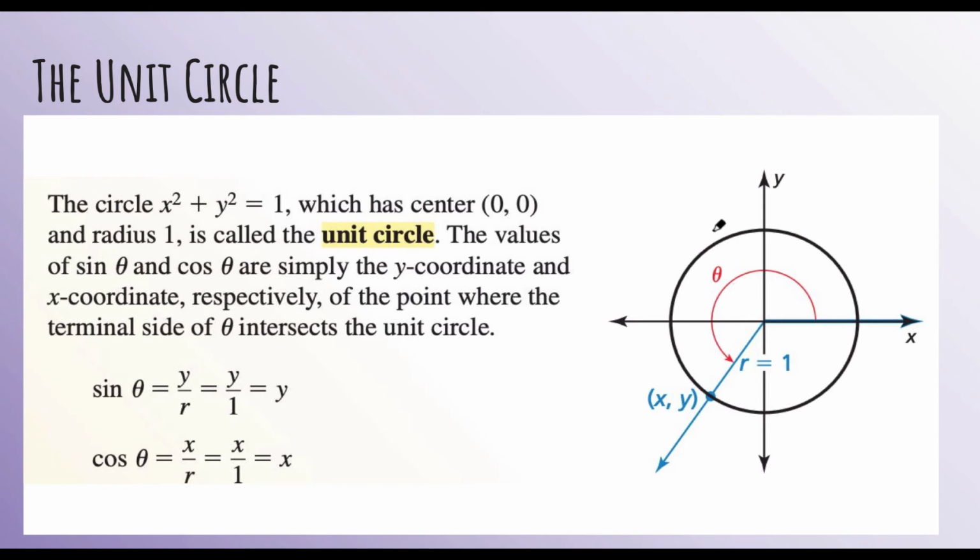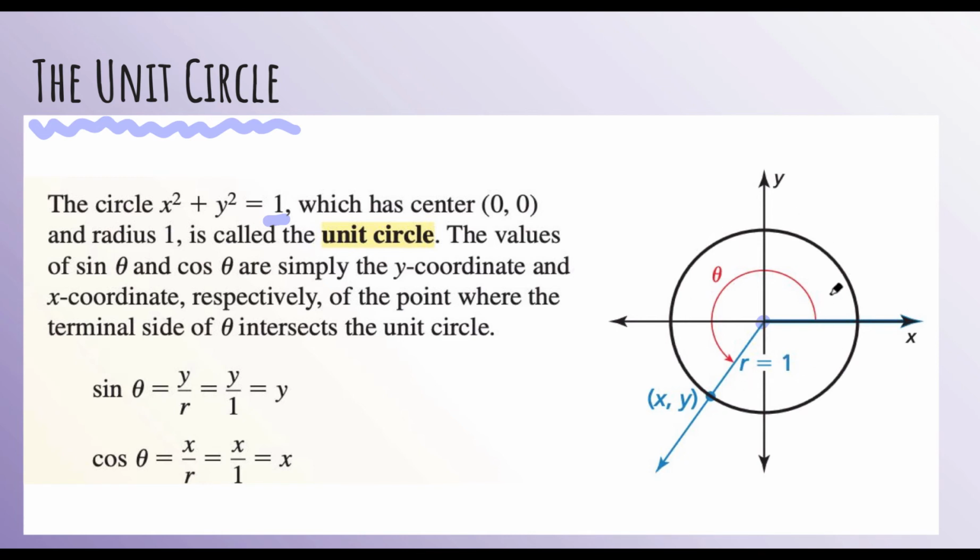Okay, in our previous example, we looked at a circle where the first step was we had to find the radius. We had a point on the circle, and then we had to find the radius, and then we were able to evaluate the 6 trig functions. Right now we're looking at this idea of the unit circle, and the unit circle is a special circle because it has a radius of 1. It's centered at 0, 0, and all the way around the circle the radius is 1.